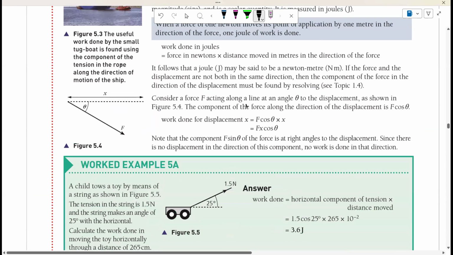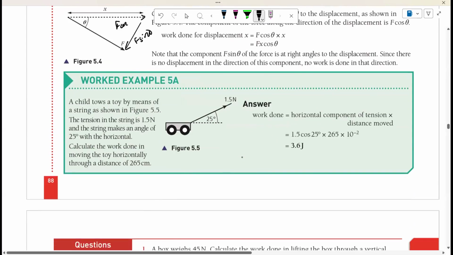is this one. This would be the cos component, and this would be the sine component. So the one which is in the direction of displacement would be considered, would be the reason for the work to be done. तो यहाँ पे उन्होंने उसको discuss किया हुआ है यहाँ पे.